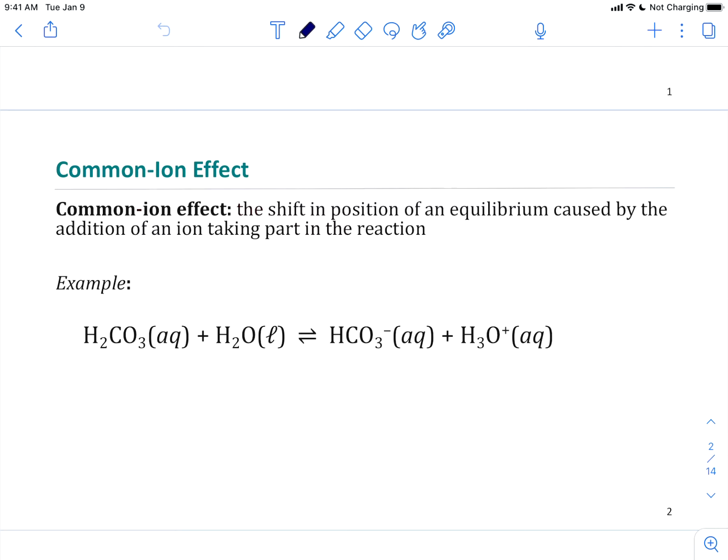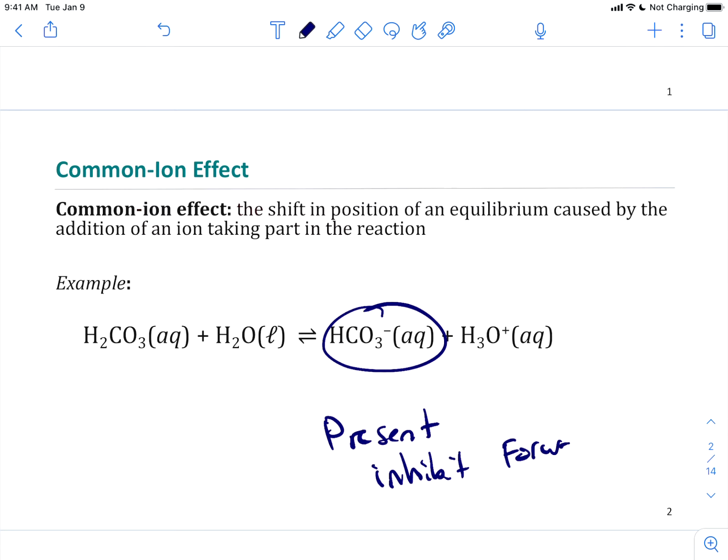The idea here is if a common ion is present already in solution in which we're trying to add more of something, then that will inhibit the forward reaction. So for instance, if HCO3 negative is present, that will inhibit the forward reaction. That's the common ion effect. So you can see that it's very similar to Le Chatelier's principle, as if I have a system in equilibrium and I add HCO3 minus, it's going to form more reactants.